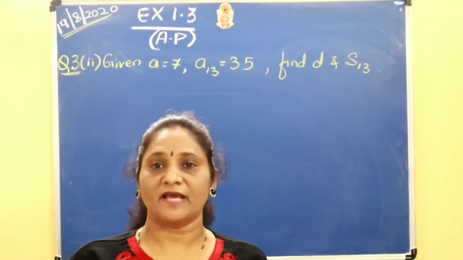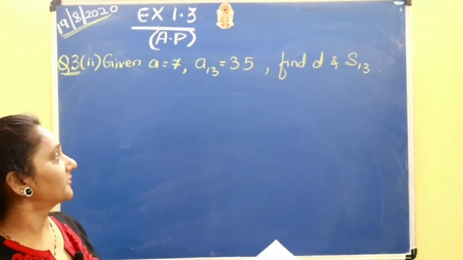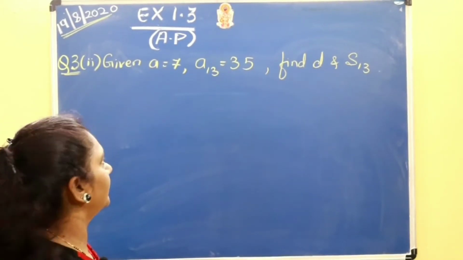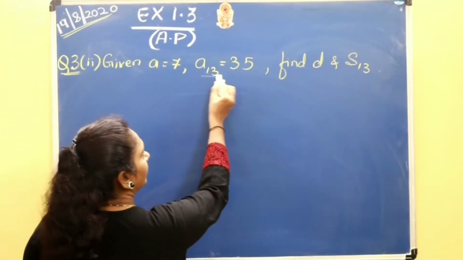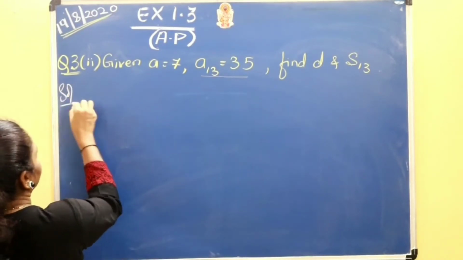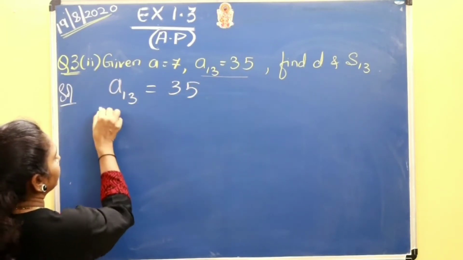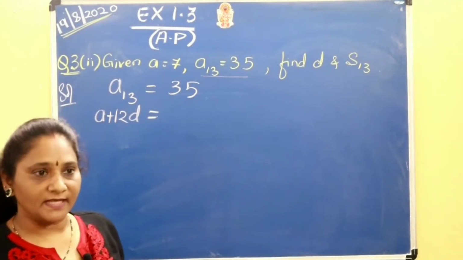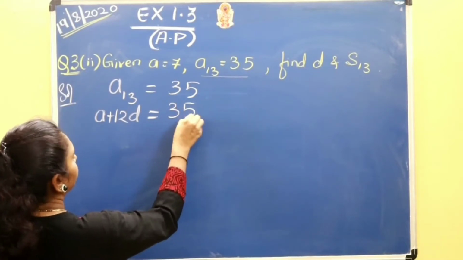In the same question 3, we have the second sum. Given a is equal to 7, a13 is equal to 35. We have to find out d and S13. So what are the things we have on hand? We have a13 is equal to 35. a13 is equal to a plus 12d. a13 can be written as a plus 12d. So a plus 12d is equal to 35.